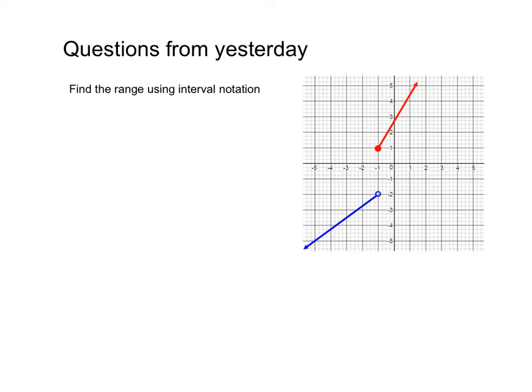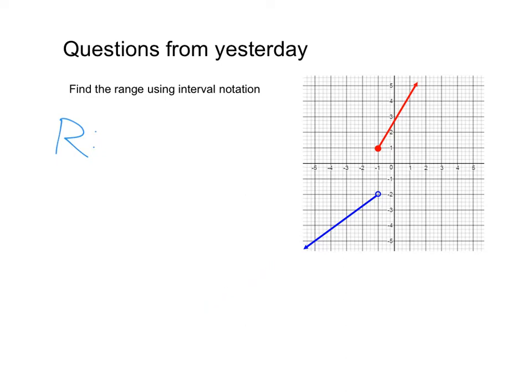So the domain for this one would actually be all real numbers, or -infinity to positive infinity. But that's not what the question's asking, is it? The question asks us to find the range. So the range deals with all of the y values. So every y value that has an x that pairs up with it is going to be included in the range. Well, I'm noticing that this blue line is going to go down and left forever and ever.